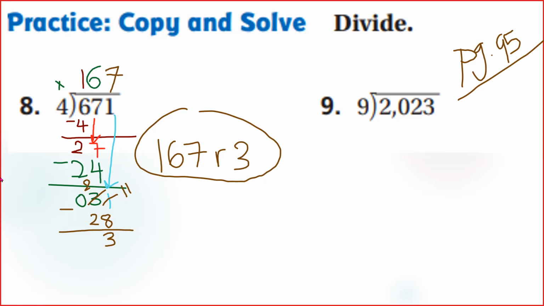Now, I want you in number 9. Okay? In number 9 here, what do we have? We have 2023 divided by 9. So first, 2 divided by 9, can you? No. So what do you have to do next? We have now 20. Okay, so next.